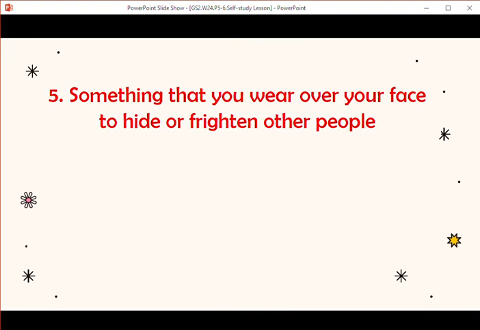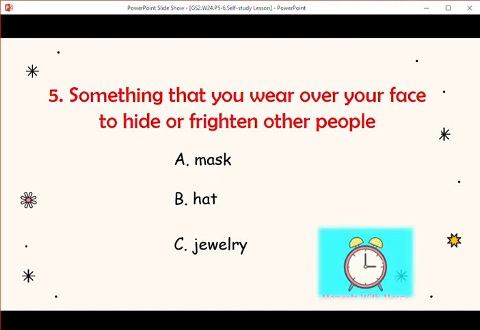And finally, number 5. Something that you wear over your face to hide or frighten other people. What is your answer? 10 seconds now. Okay, time's up. Tell me your answer. Perfect. The correct answer here is A, mask.